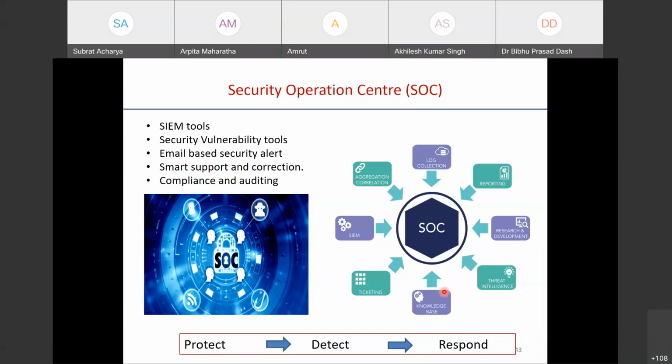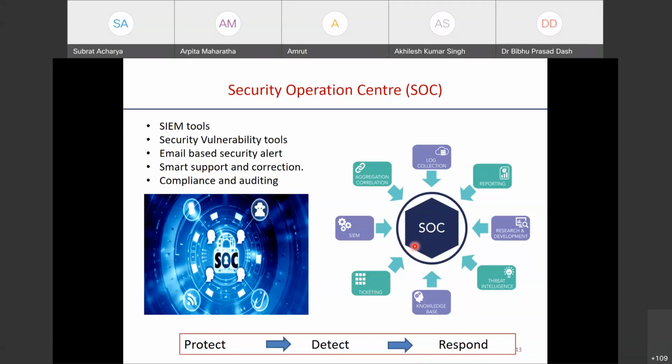Then ticketing, as I said, is the email-based alerts or events. Each event has to be time stamped, in case anything goes wrong in terms of the purpose and in terms of the intent.